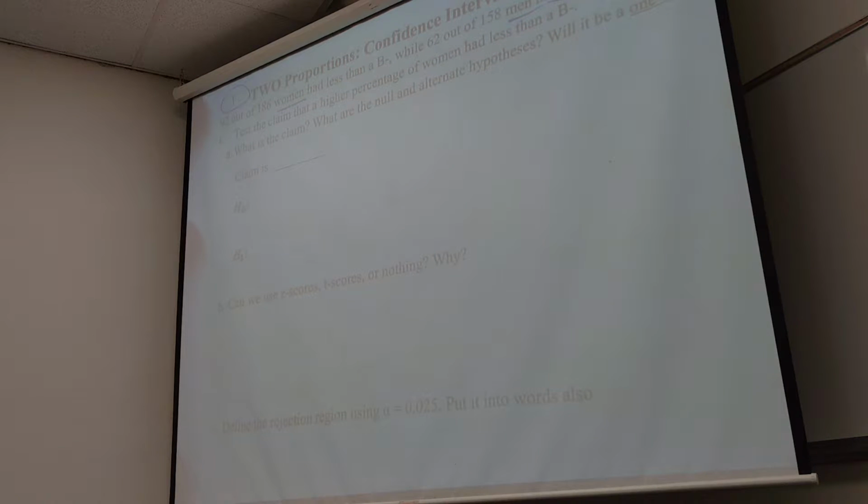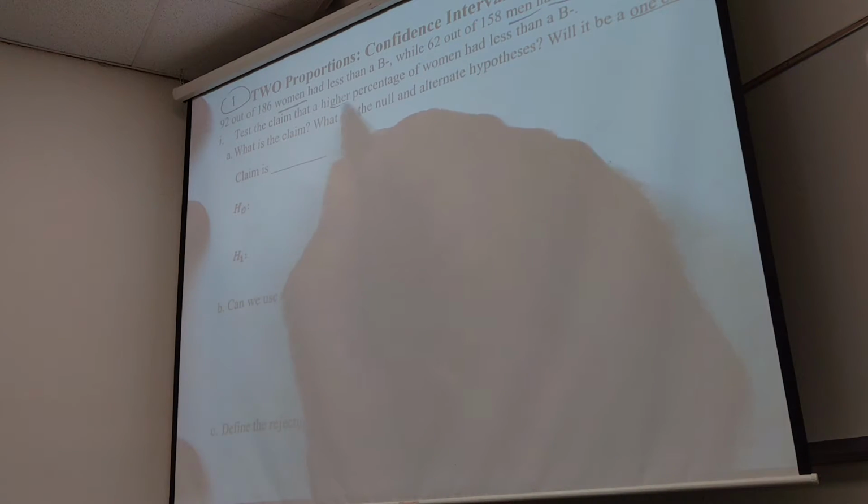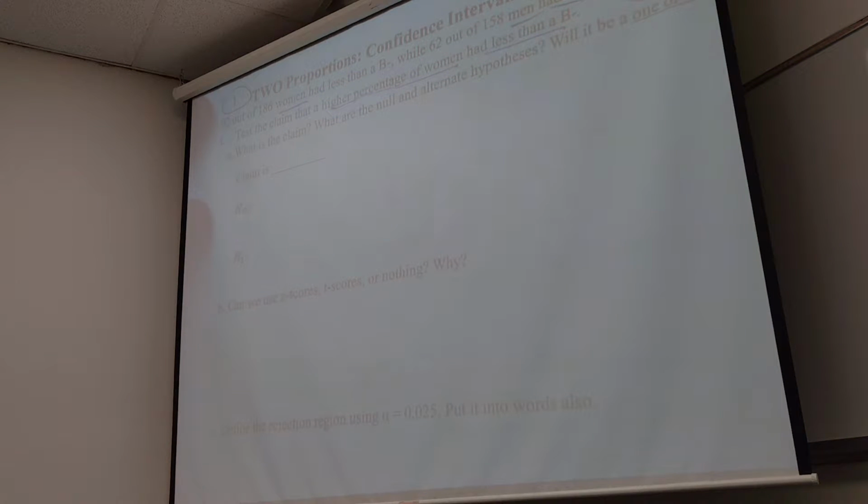So what is the claim in mathish? M1 is less than. Yeah, so you could write it a couple different ways. I'm testing the claim that a higher percentage of women had less than a B minus. That's what I'm testing, right?